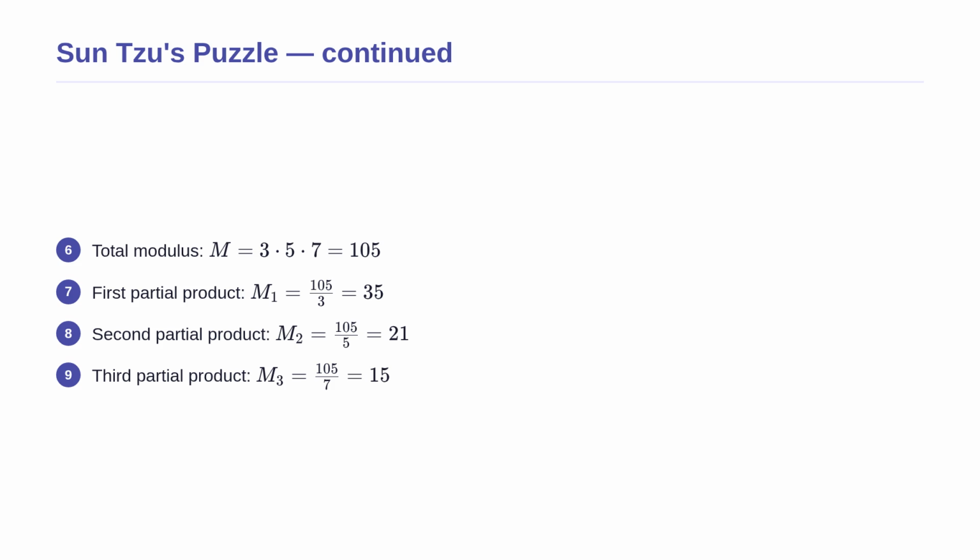Next, we find the partial products for each equation by dividing the total modulus by each individual modulus. For the first equation, 105 divided by 3 gives 35. For the second, dividing by 5 gives 21. And for the third, dividing by 7 gives 15. Notice that each partial product is simply the product of the other two moduli.